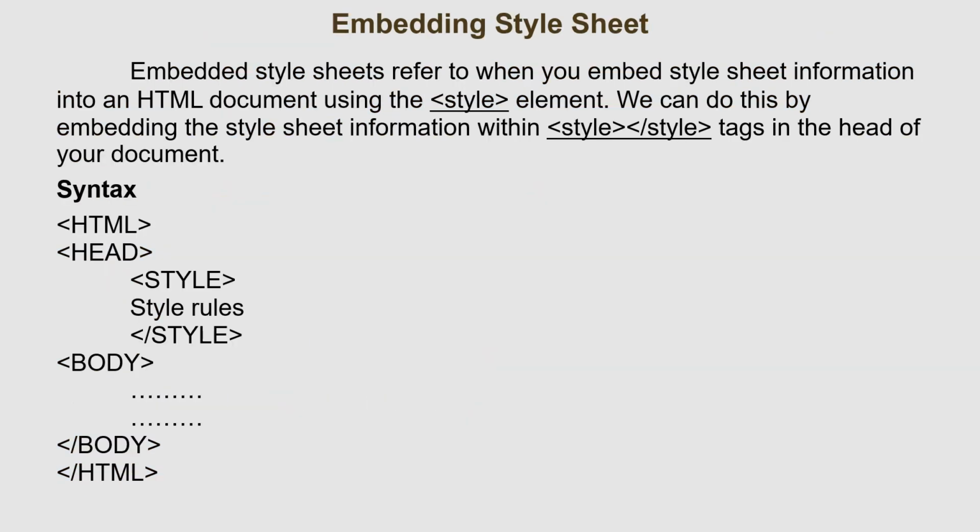The next one is embedding style sheet. Embedding a style sheet refers to embedding style sheet information into an HTML document using the style element. Here we embed the style sheet using the style tag. We can do this by embedding the style sheet information within the style tag in the head section of our document. Here we have the syntax for embedding a style sheet, where in the head section we use the style tag to embed the style rules which we want to incorporate in our HTML document.